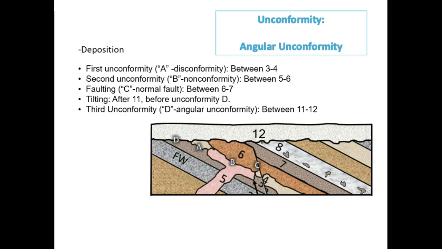Cool. So overall, you have at point A, right here, a disconformity between layers 3 and 4. You have at point B right here a nonconformity between layers 5 and 6. You have faulting that occurred at C between layers 6 and 7. You have tilting that occurred after layer 11. And then you have an angular unconformity at point D between layers 11 and 12.